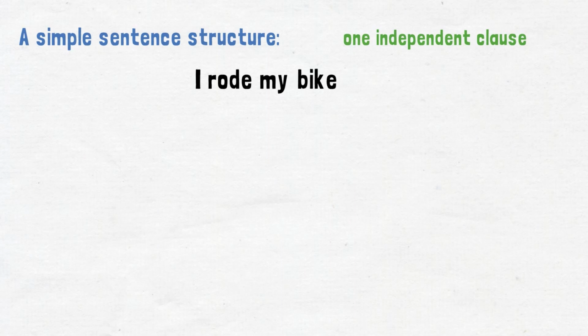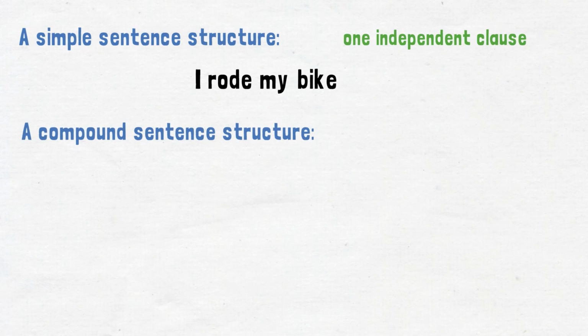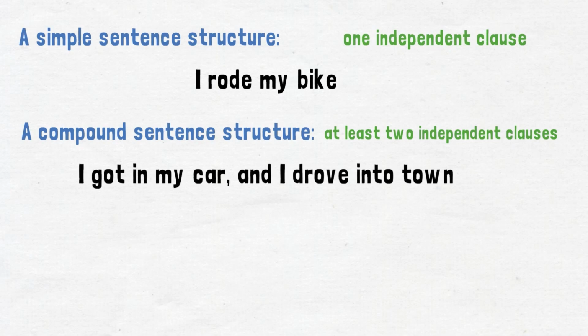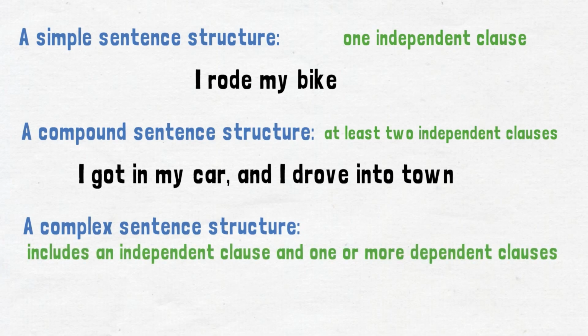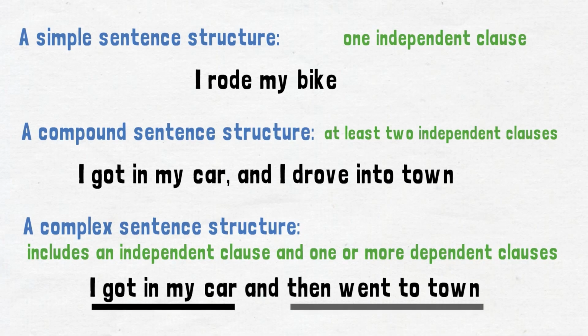A simple sentence structure has one independent clause. For example, I rode my bike. A compound sentence has at least two independent clauses. For example, I got in my car, and I drove into town. A complex sentence includes an independent clause and one or more dependent clauses. For example, I got in my car and then went to town.